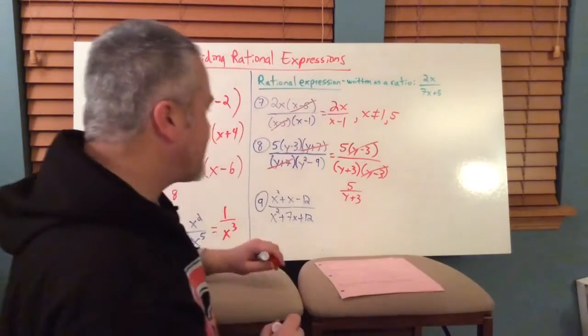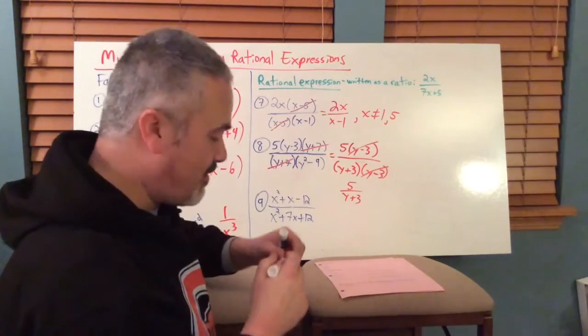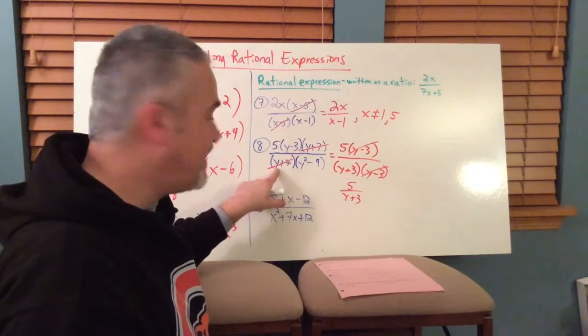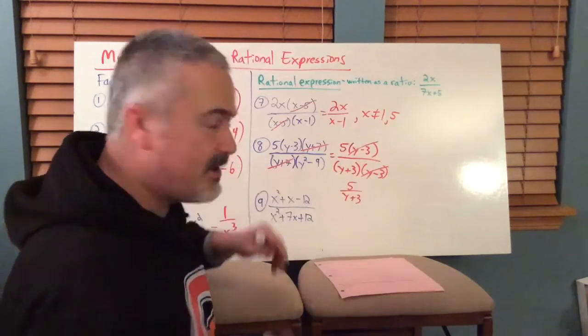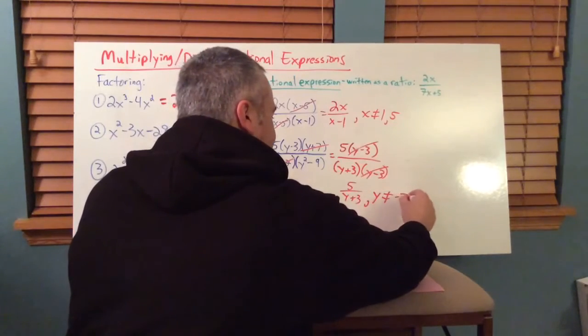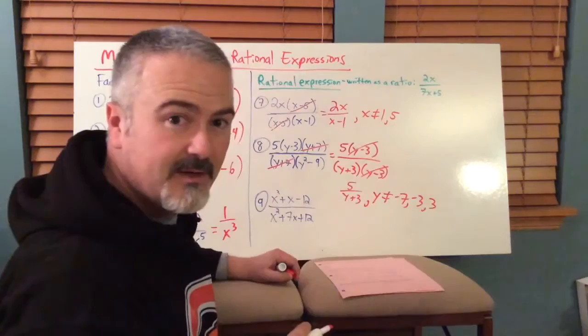Now there are actually 3 different y values that will make the denominator 0. -7 will make the denominator 0, -3 and +3. So y cannot equal -7, -3, and +3.